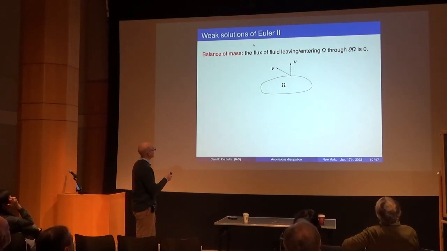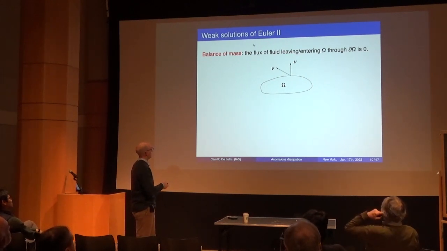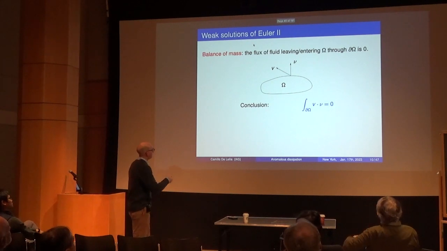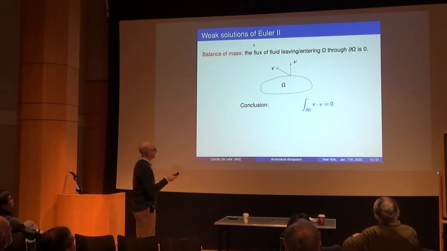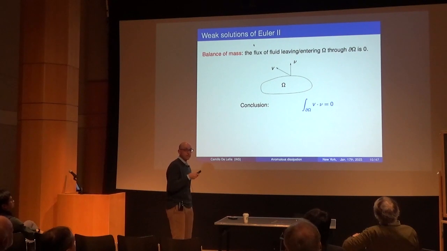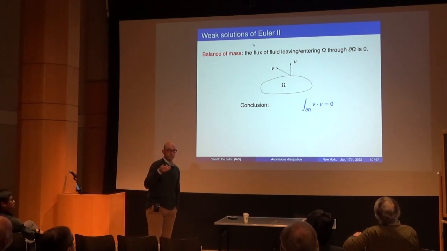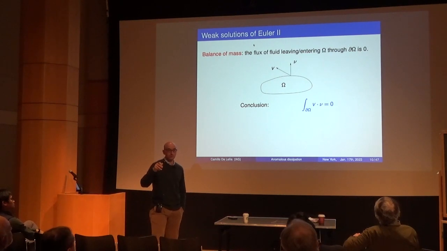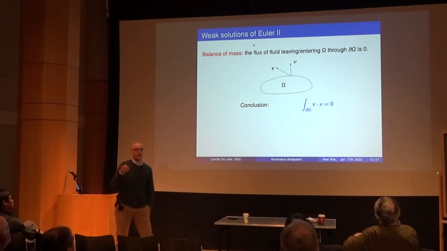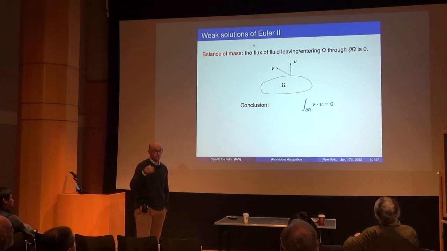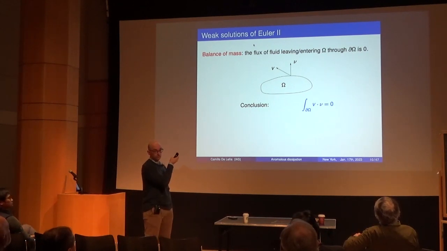The balance of mass is that the flux of fluid entering or leaving omega through the boundary of omega is equal to zero, right? So you can write this as the integral of v dot nu over the boundary being equal to zero. That's a way to say that the vector field is divergence free, right? If the vector field were smooth, you would integrate by parts and integrate over omega the divergence of v equal to zero. And if that has to be true for every omega, then the divergence of v has to vanish everywhere, right? So if you're C1, this is equivalent to saying that you're divergence free.